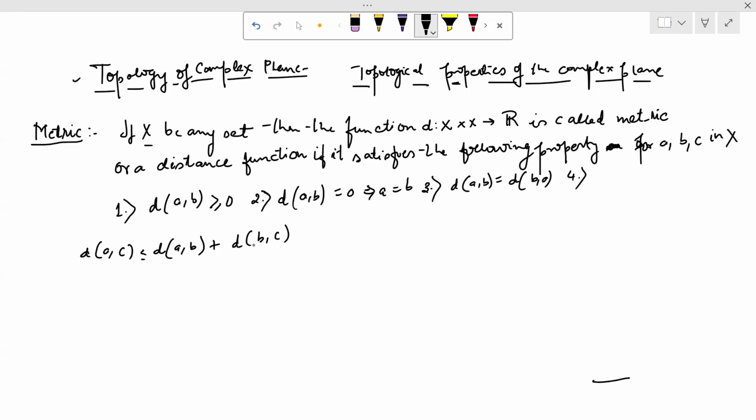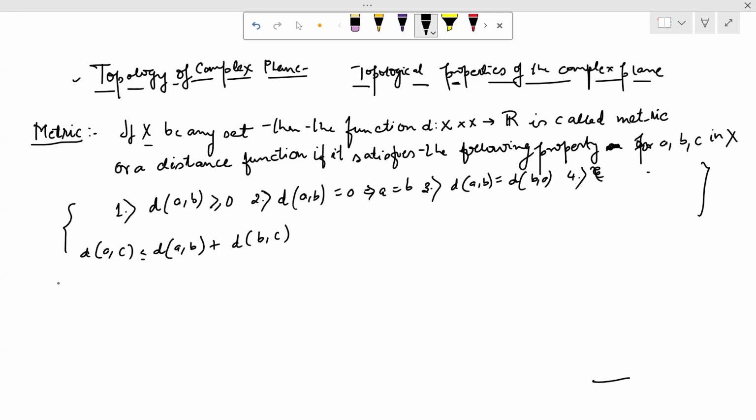All these properties must remain intact, only then can we define something called a distance function, which in general is also called a metric function. So, d(a,b) is greater than or equal to 0; d(a,b) equal to 0 implies a equals b; d(a,b) is equal to d(b,a); and d(a,c) is less than or equal to d(a,b) plus d(b,c). If these properties are satisfied, we say we have defined a metric function.